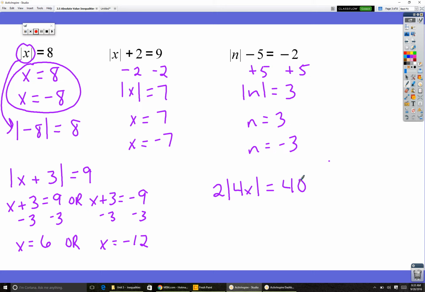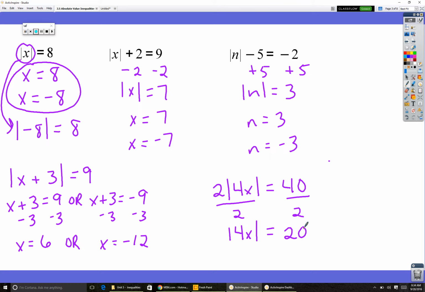Cheyenne? We could divide by 2. Good. So I'm going to divide both sides by 2. On my left side, I'm just left with absolute value of 4x. On my right side, I'm left with 20. Now I can do what I did in the other problems.